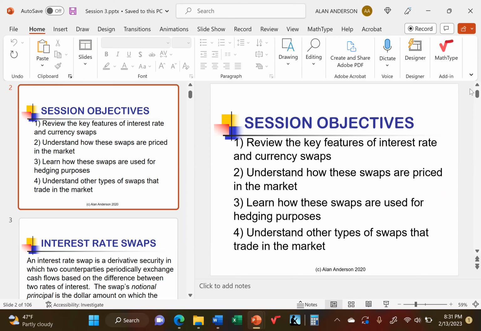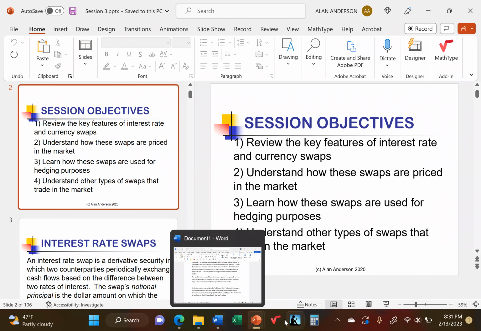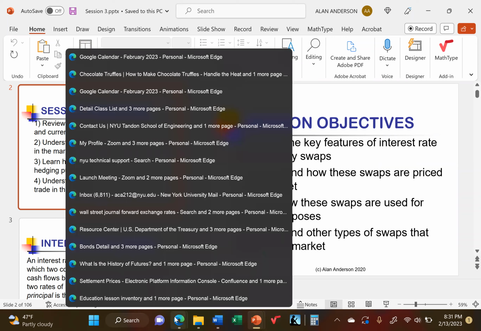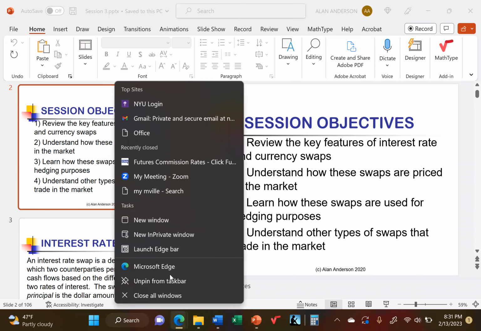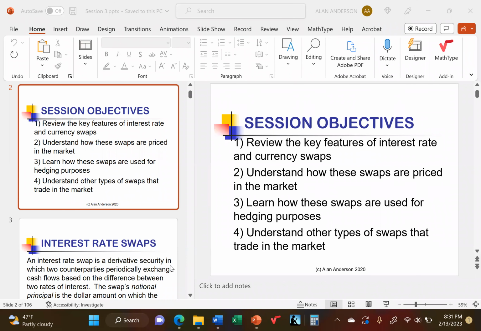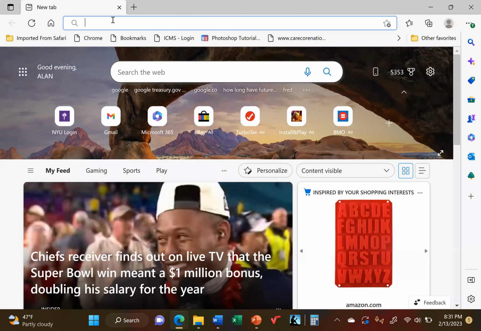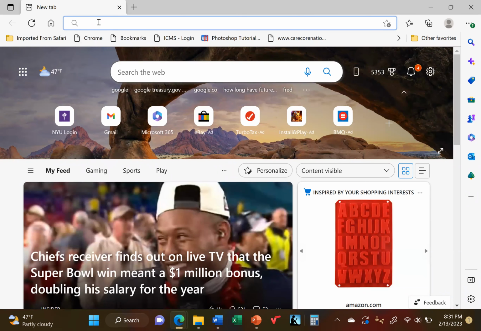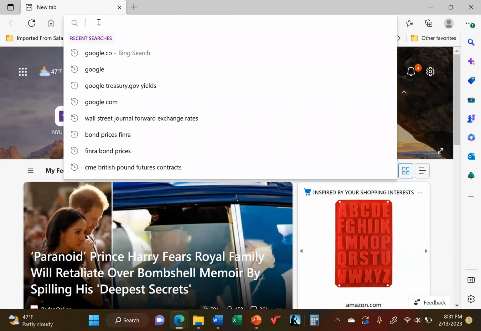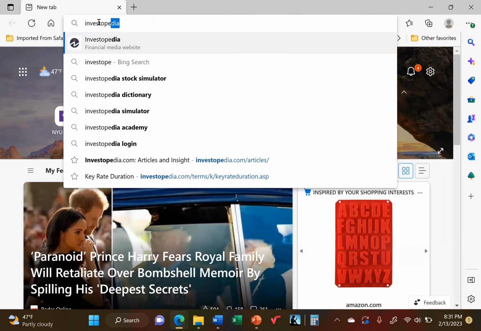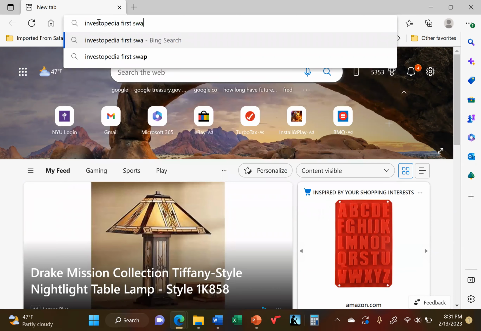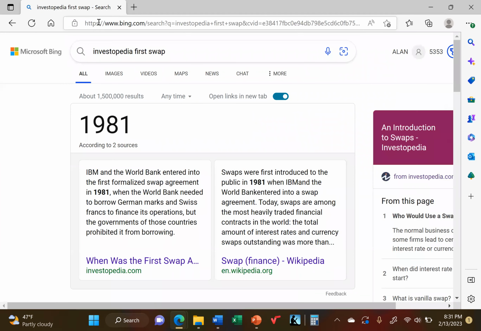And I think I may have mentioned this to you. What's interesting is that the very first swap came about almost by accident. And we'll discuss this more next time, but if you look at Wikipedia, I think, or Investopedia, they have a story about how this came about. It was between IBM and the World Bank. So now this is very strange.